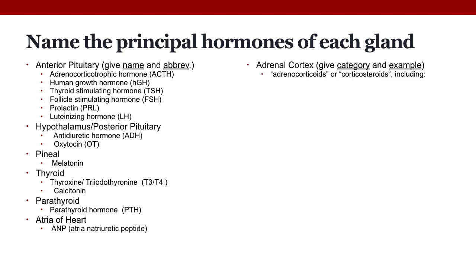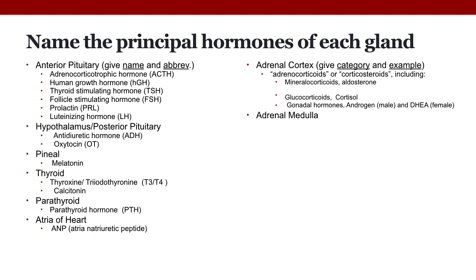The adrenal cortex. Now, the adrenal cortex secretes hormones that come in three different categories. So these are the mineralocorticoids, the glucocorticoids, and the gonadal hormones. An example of the first one is aldosterone. The second one, the glucocorticoids, is cortisol, and for the gonadal hormones, an example would be testosterone and DHEA in females. Testosterone, of course, in males.